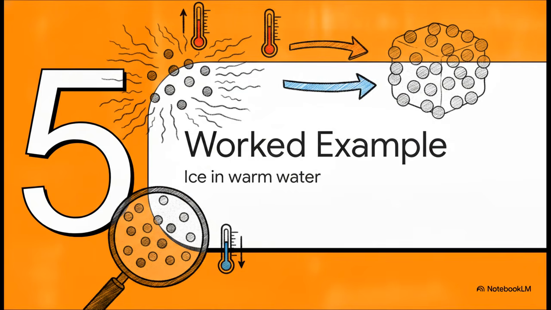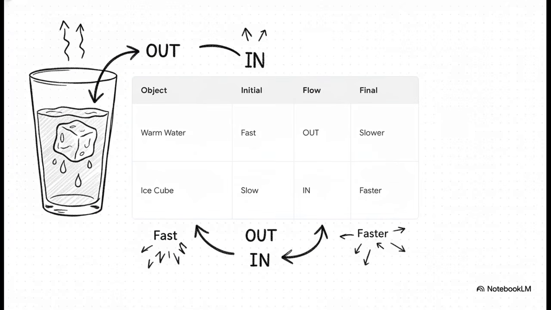Let's tie it all together in Section 5, worked example. Picture dropping an ice cube into a glass of warm water. What's actually happening at the microscopic level? Well, the warm water starts with a high average kinetic energy, meaning fast particles. The ice cube starts with a low average kinetic energy, meaning slow, vibrating particles. Since energy always flows from hot to cold, the energy transfers out of the warm water and into the ice cube.